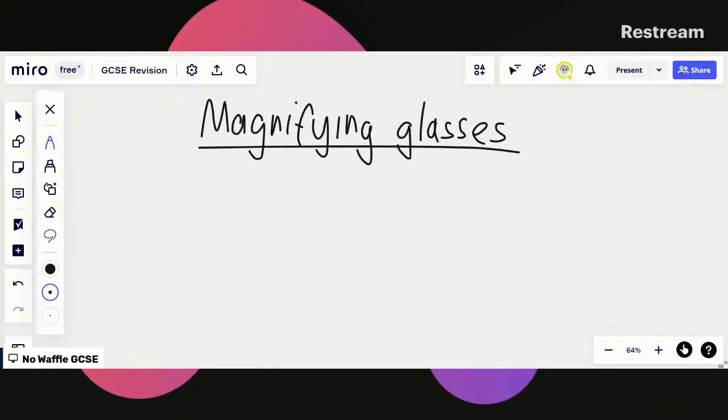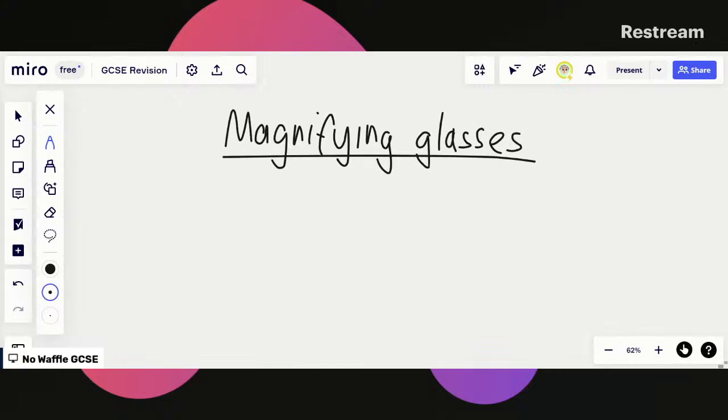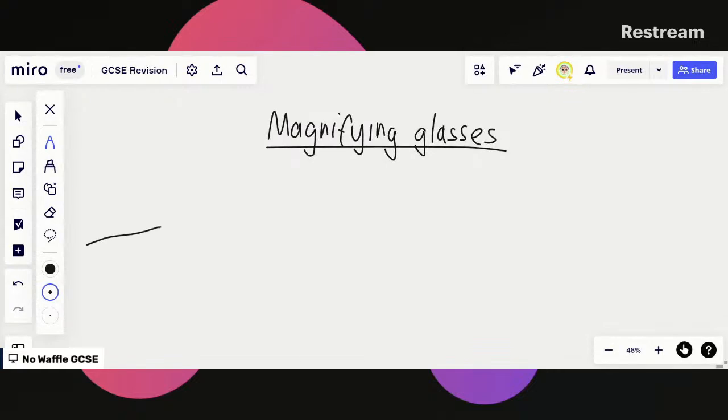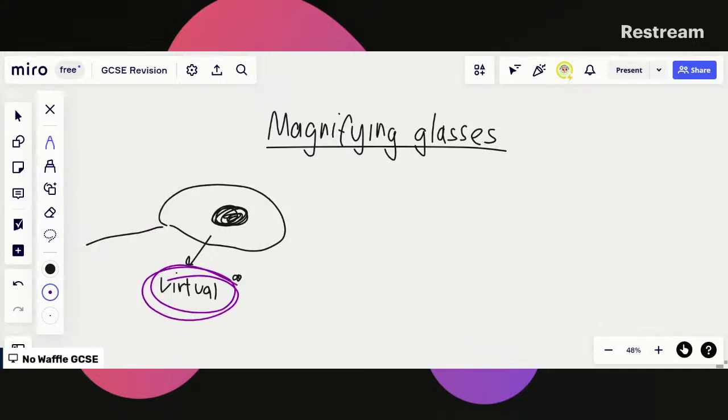Okay, so when we're looking at magnifying glasses, these work to create a magnified virtual image. When you use a magnifying glass, you're looking at a small object and you're getting it in a much bigger version. So you're basically getting a virtual image. The whole purpose of a magnifying glass is to get this virtual image, and that's magnified.